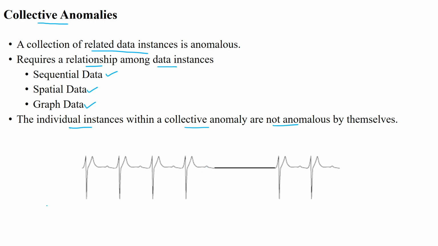For example, here the ECG signal is given, the electrocardiogram signal, which is normally going on from this point to this point. So in this gap there is sequential data, time series data. Here suddenly there is no response. So this position is called an anomaly.